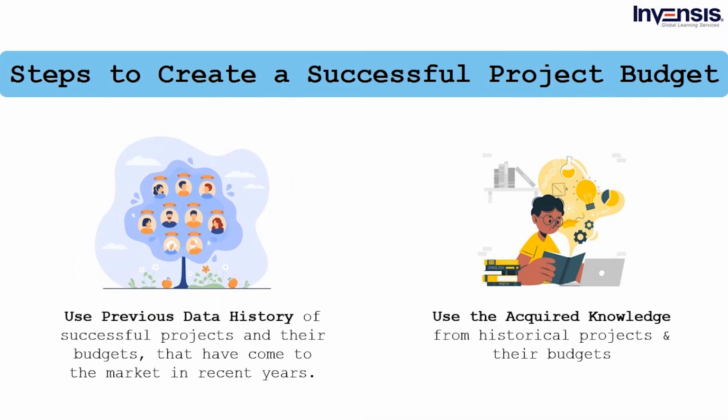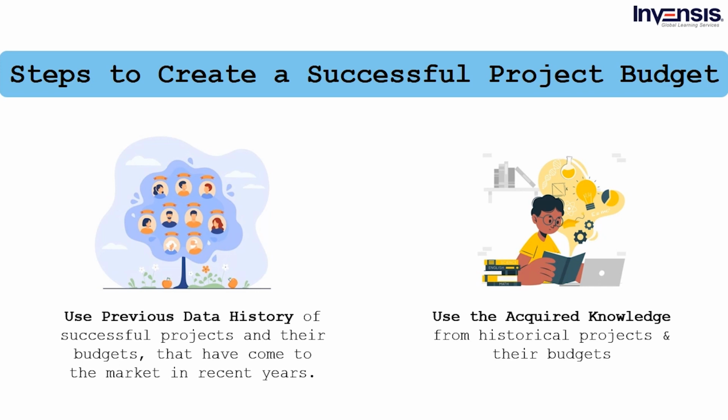The first one is the use of previous data history. Your project will not be the first or last in the market to attempt to achieve a given milestone or goal. This is why, before beginning any work on the project, you should review all of the successful projects and their budgets that have recently come to market. This will assist you in determining how to set a budget for your project effectively.